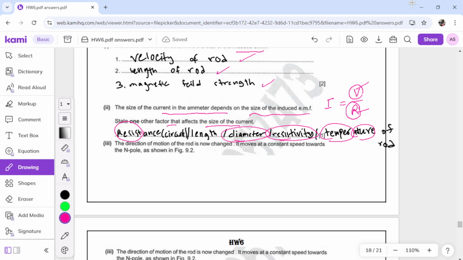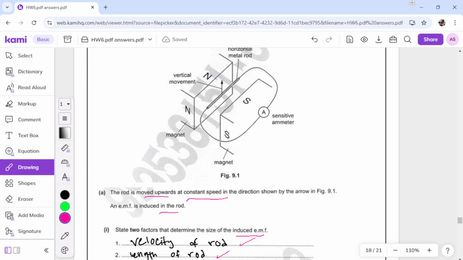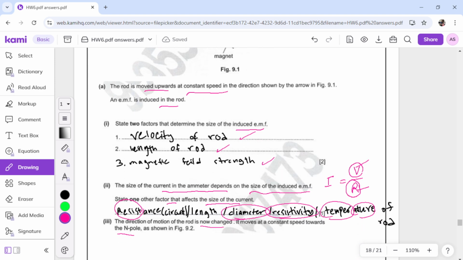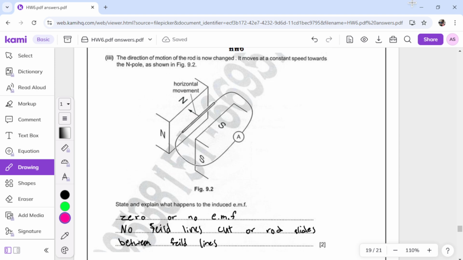The direction of motion of the rod is now changed. It moves at a constant speed towards the end pole as shown. Now the motion toward N means in this direction in this figure. So what happened? Because the wire is moving parallel to the magnetic field, there is no current, no EMF induced.